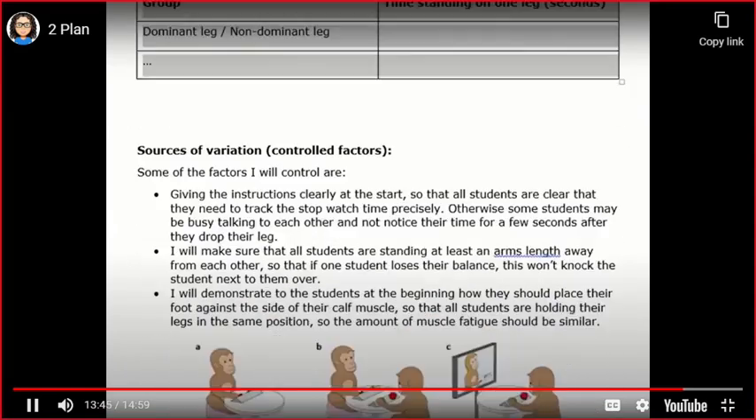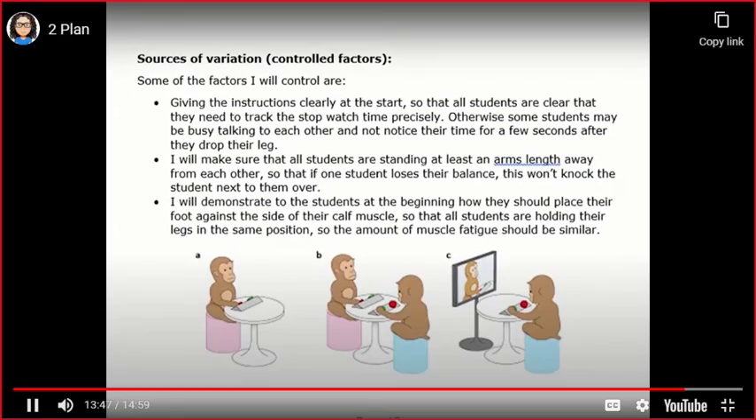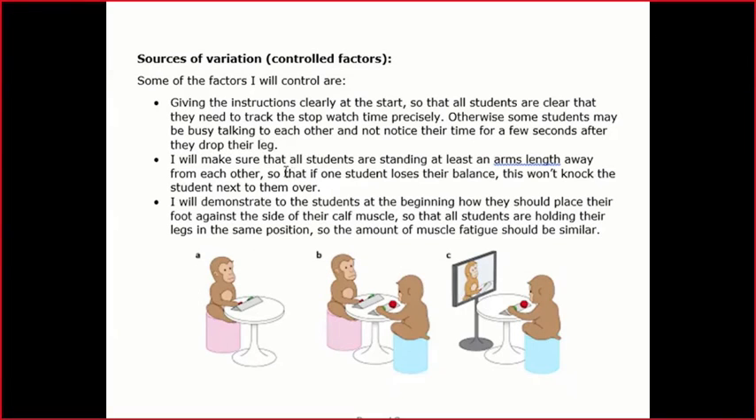The last piece that we need is looking at what factors we are going to control. So here are some things that I'm going to control. I'm going to make sure that the instructions are given clearly so that the students know to watch the stopwatch. We don't want them being distracted and talking to each other, and then a few seconds pass after they've stopped before they remember to look up at the screen and record the time. So I want them to be quite accurate with their timekeeping.